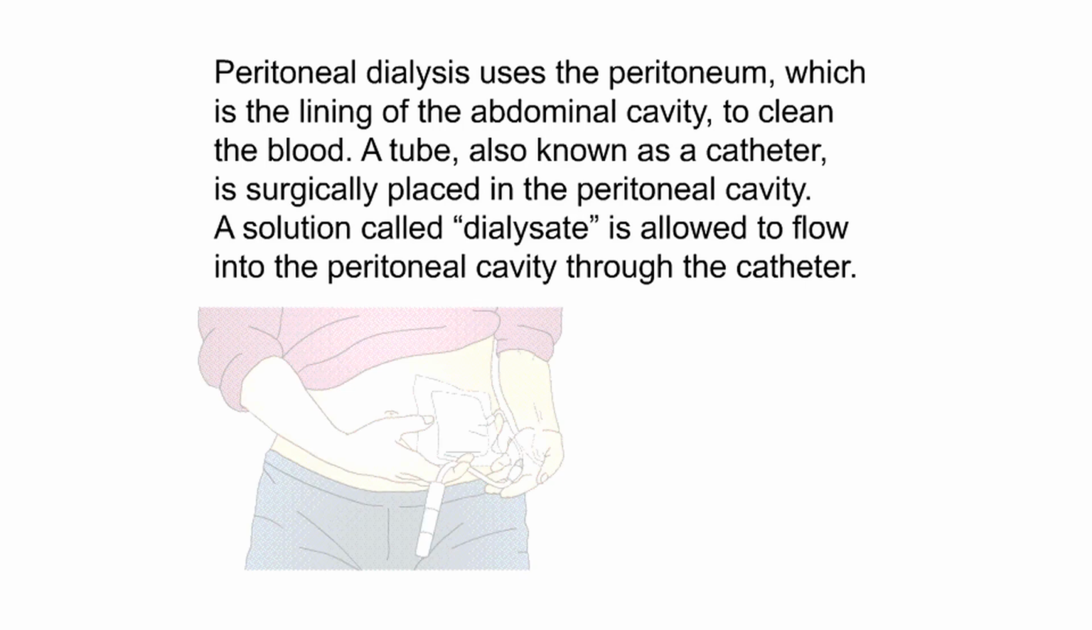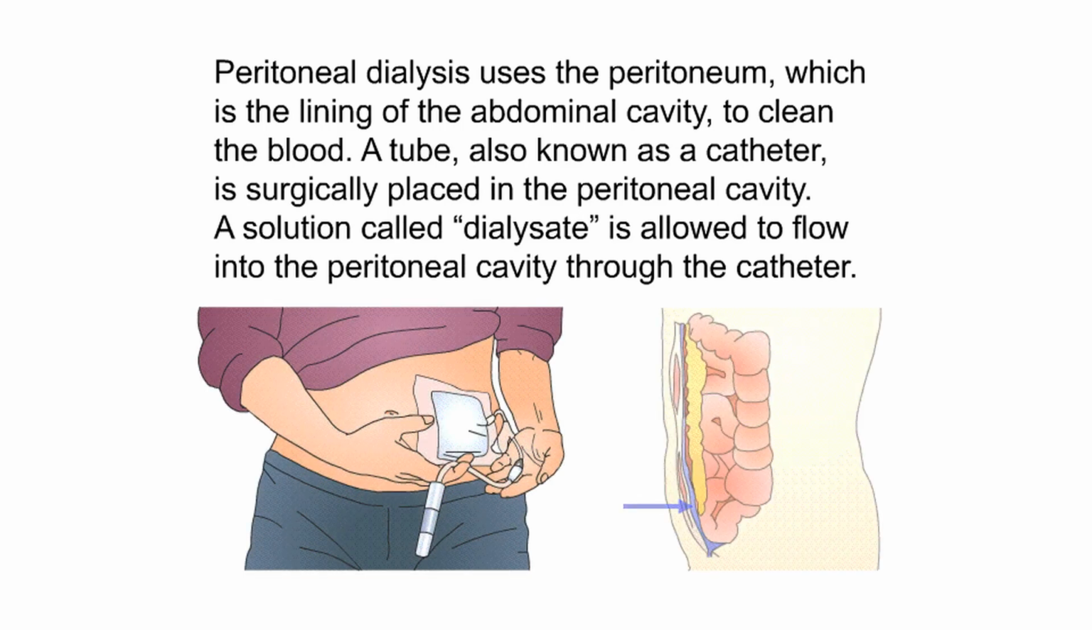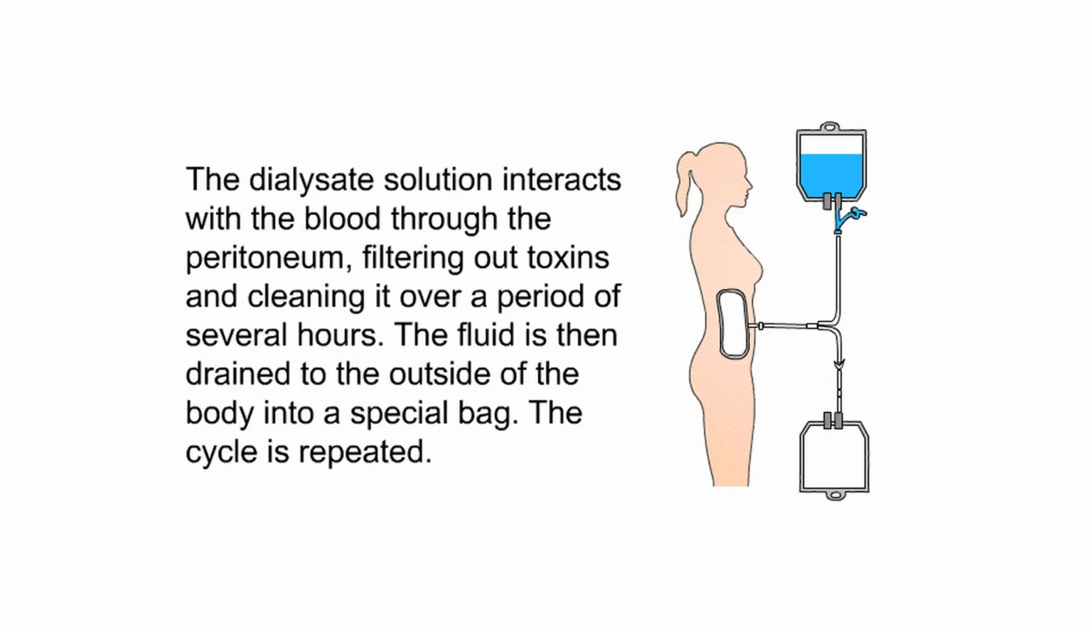Peritoneal dialysis uses the peritoneum, which is the lining of the abdominal cavity, to clean the blood. A tube, also known as a catheter, is surgically placed in the peritoneal cavity. A solution called dialysate is allowed to flow into the peritoneal cavity through the catheter. The dialysate solution interacts with the blood through the peritoneum, filtering out toxins and cleaning it over a period of several hours. The fluid is then drained to the outside of the body into a special bag. The cycle is repeated.